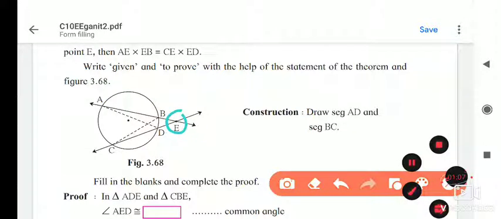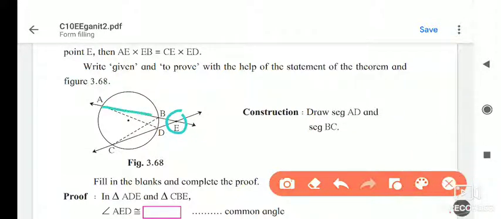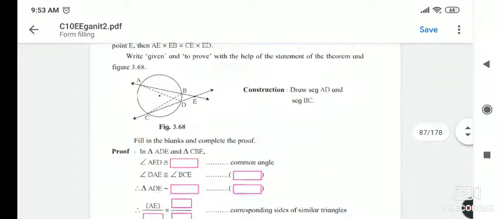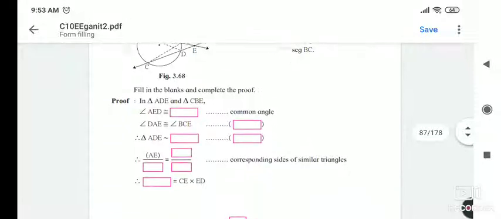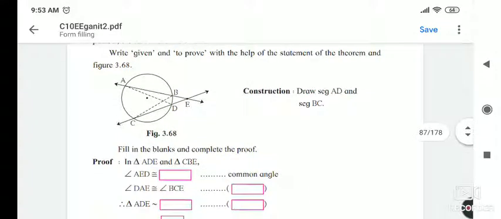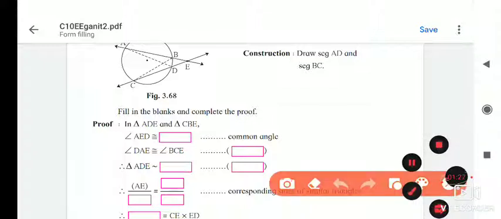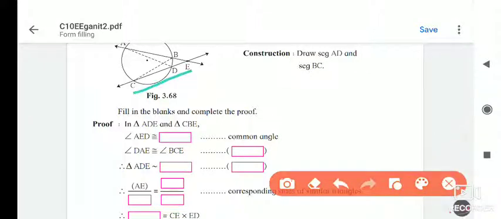This is our circle and these chords are AB and CD. They intersect each other at point E, which is outside the circle. If such a situation is there, then CE into ED is equal to AE into EB, that we had seen.